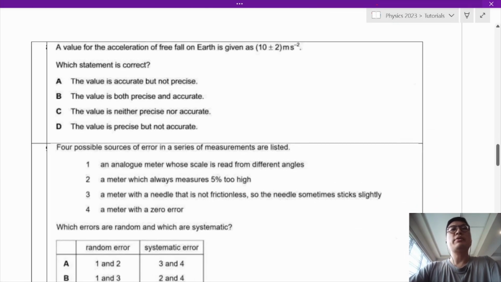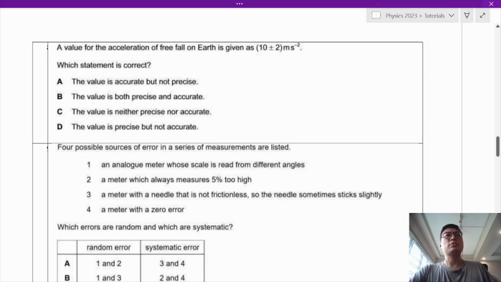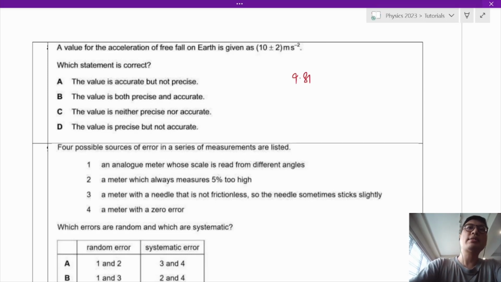A value for the acceleration of free fall is given as 10 plus minus 2. Which statement is correct? Alright, so we know that the actual value lies at 9.81, but the value that's given to us is 10 plus minus 2. So it ranges from 8 to 12. Therefore, the actual value is inside the range, so it is accurate.